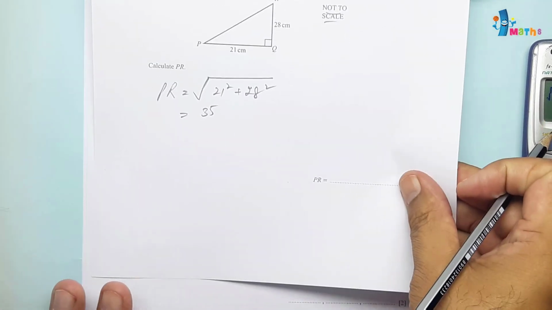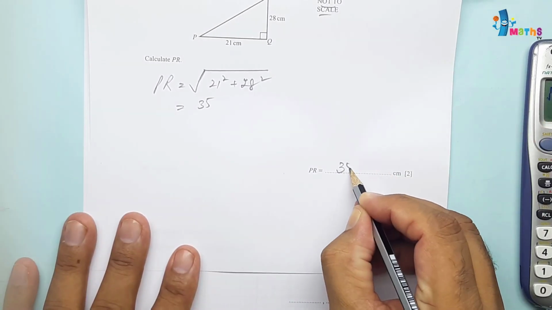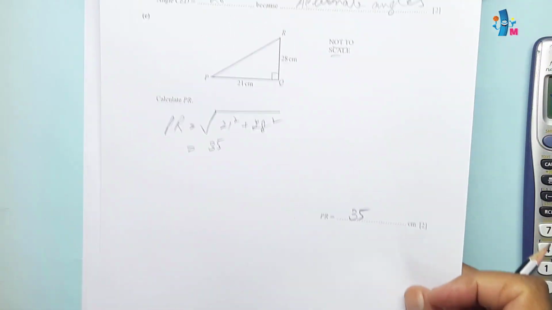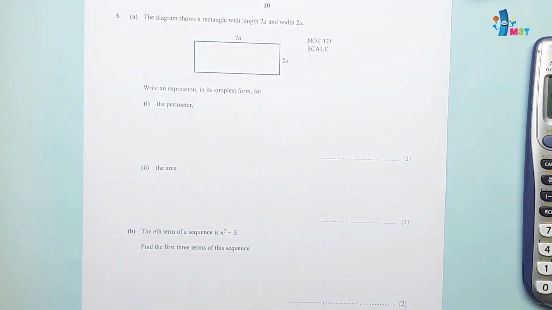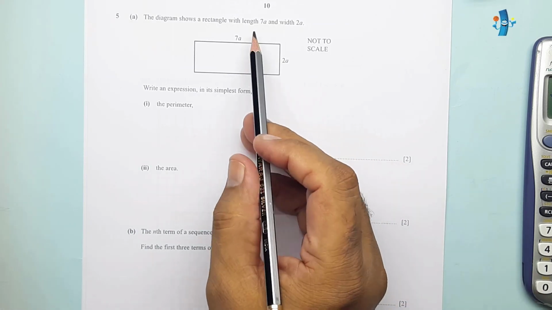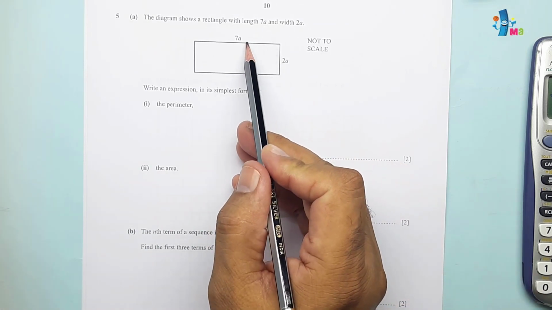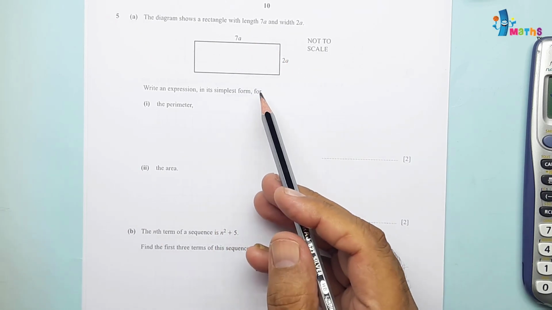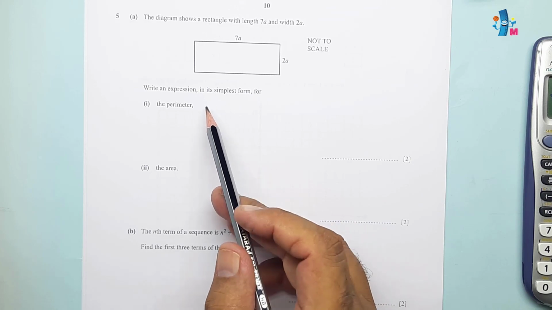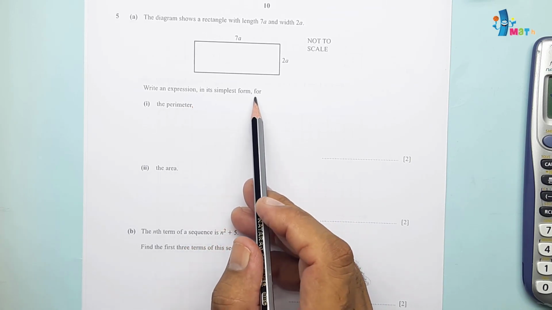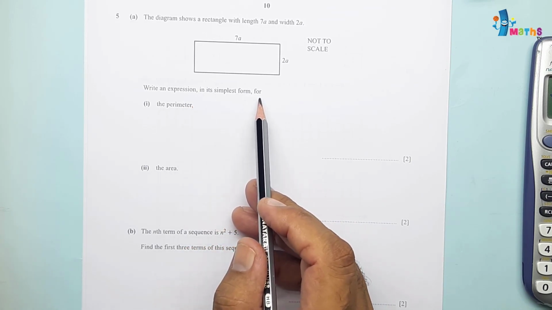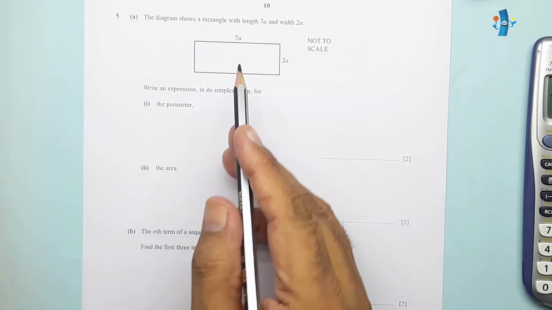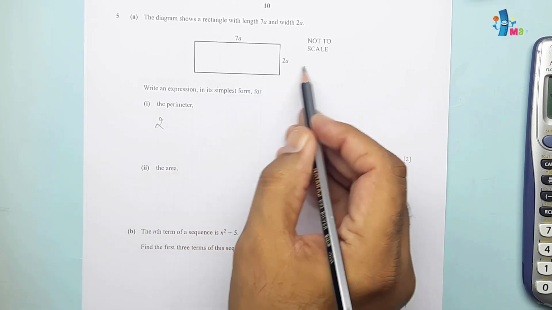So we can mention the answer over here, 35 centimeters. Question number 5. The diagram shows a rectangle with length 7a and width 2a. The length and width of the rectangle are given. Write an expression in its simplest form for the perimeter. Perimeter will be 2 times adding these two, right?